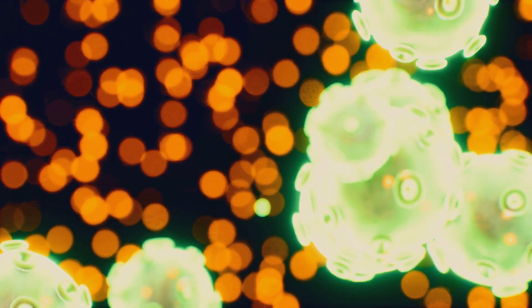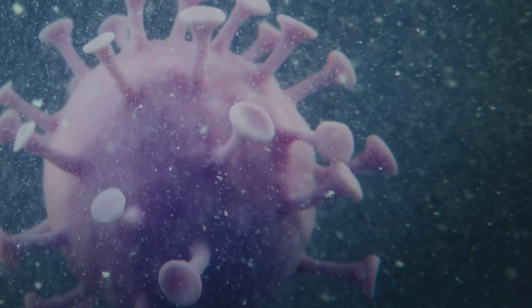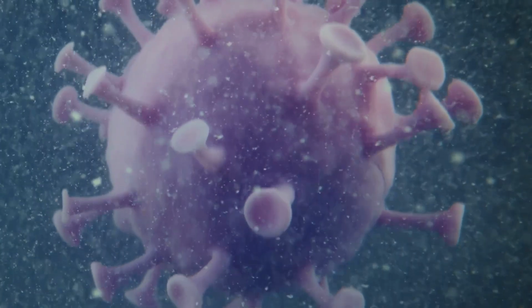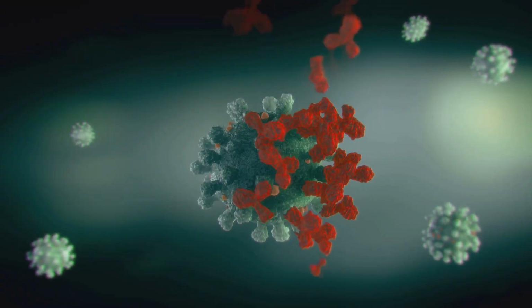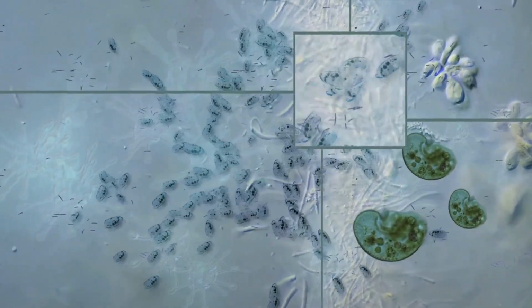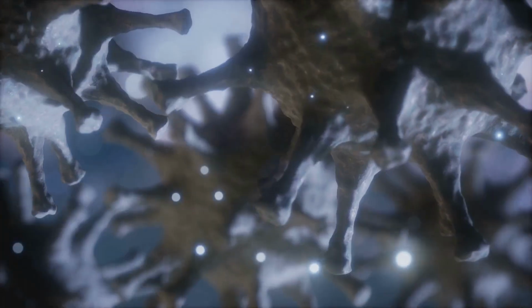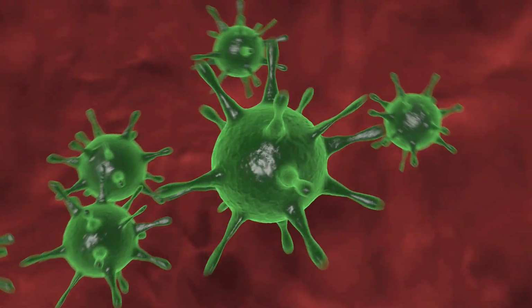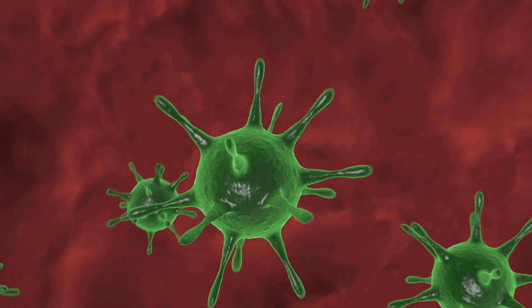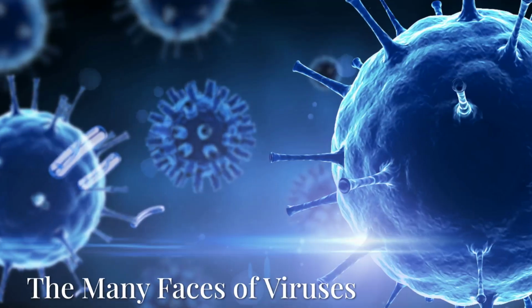Viruses aren't alive in the traditional sense. They can't move, grow, or reproduce on their own. They're made of just two main parts: genetic material, either DNA or RNA, and a protein coat called a capsid. Some have an extra lipid envelope. That's it. No nucleus, no cell membrane, just a genetic message and a delivery system. Outside a host, they're inactive, like a USB drive without a computer, but once inside a living cell, everything changes.